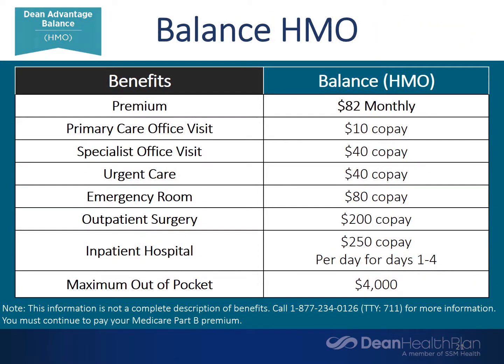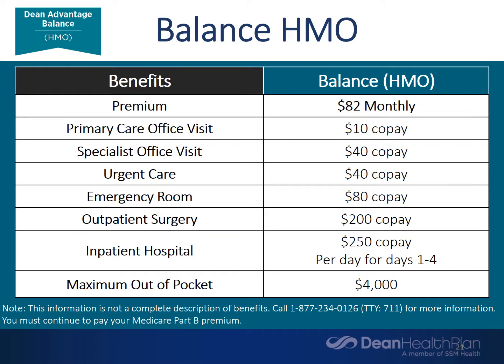Some key features of the Balance Plan are an $82 monthly premium, $10 copay for primary care office visits, $40 copay for specialist office visits, $40 copay for urgent care, $80 copay for emergency room, $200 copay for outpatient surgery, $250 copay per day for days 1 through 4 for inpatient hospital care. Days 5 through 90 would be covered at 100% per benefit period.